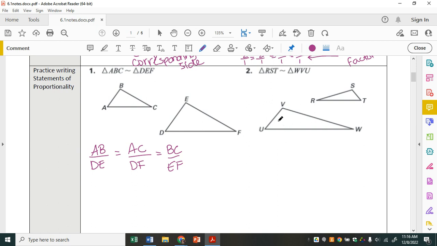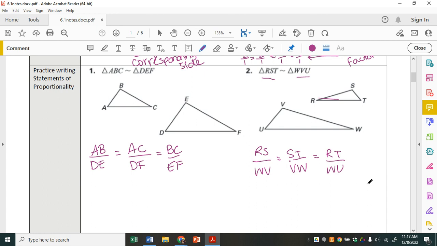Okay. On number 2, we want to list our sides according to our similarity statement. So just like a congruent statement, our similarity statement lists the letters in the corresponding order. So when I look at side RS, that's going to correspond to side WV. Right? And when I look at side ST, ST will correspond to VW. And then when I look at side RT, RT is going to correspond to WU.